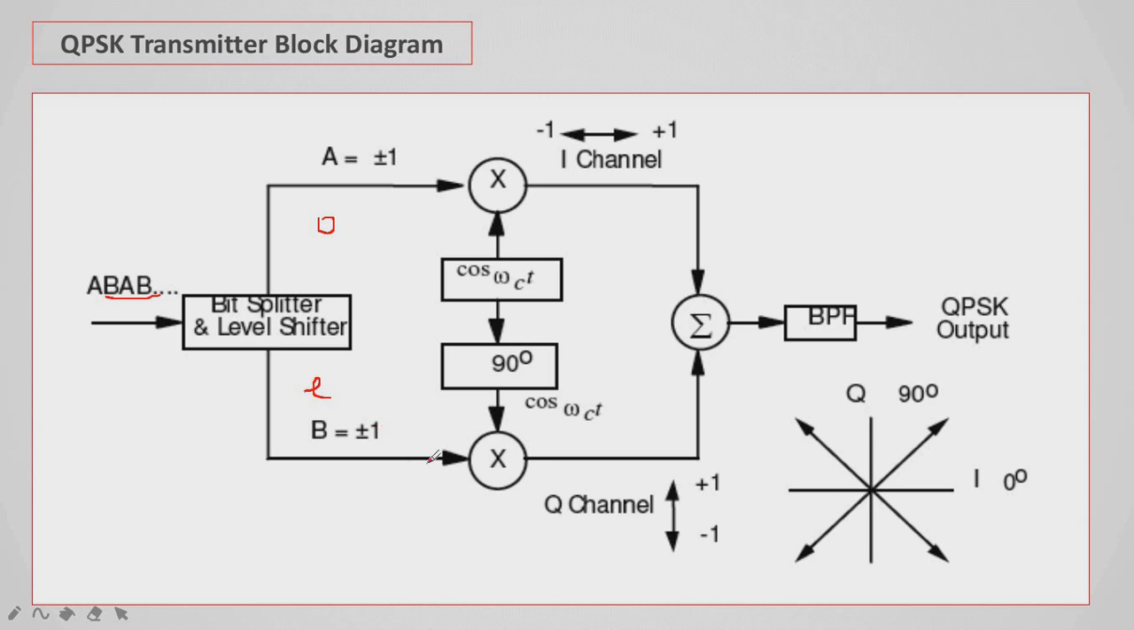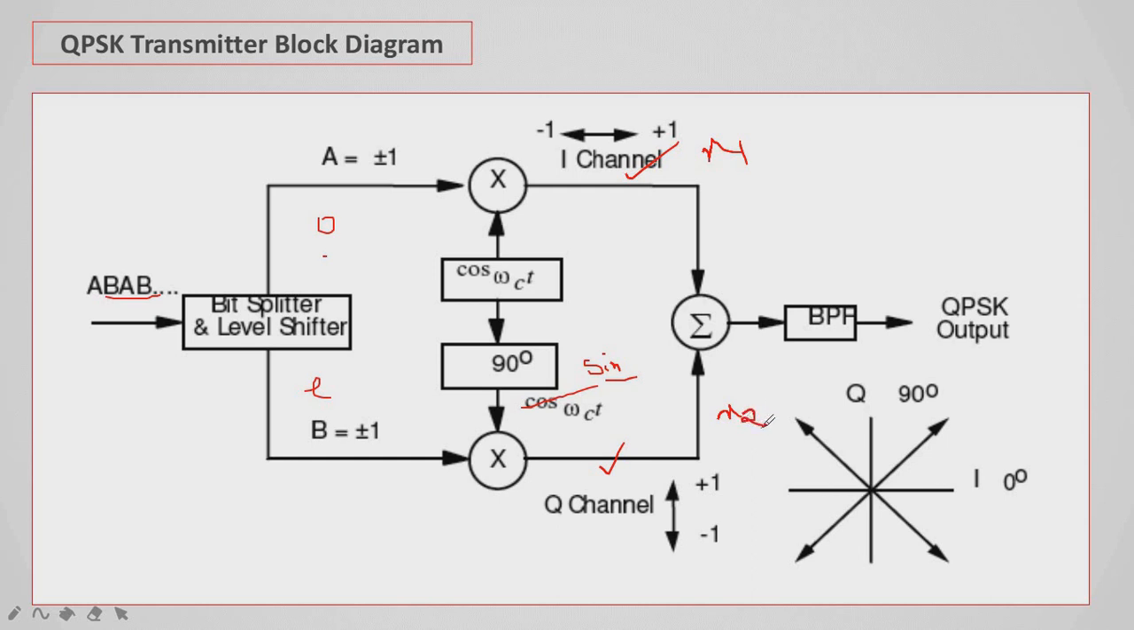Then the odd is multiplied with the first orthonormal function, that is cos omega ct. Then the even is multiplied with sin omega ct. Here it is the sine in place of cos, because cos omega ct passed through a 90-degree phase shift becomes a sine term. This sine is multiplied with the given bit and we get one output. Similarly, the odd is multiplied with the cosine signal and the modulated output is available here. Let us consider x1 and x2.